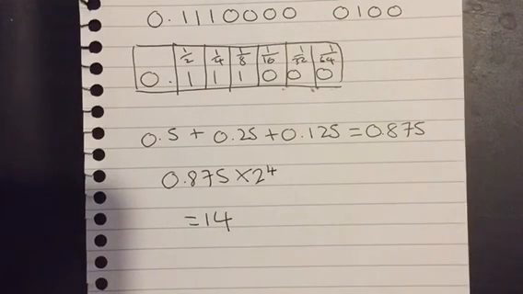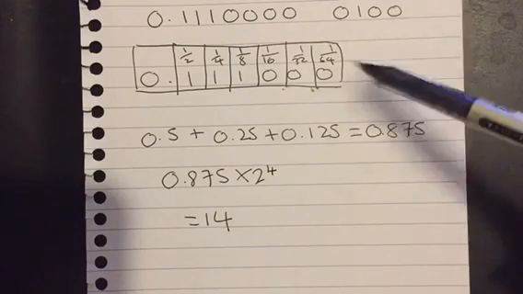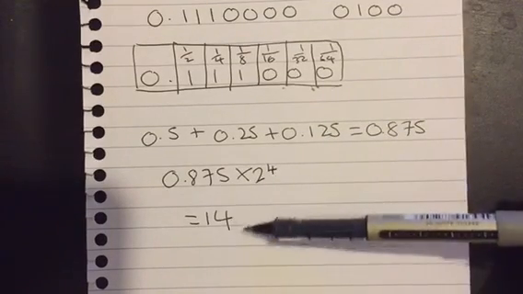So those are the 3 things that you're going to be asked: the advantages and disadvantages, converting a decimal number into a floating point number, and then converting a floating point number back into its denary value.